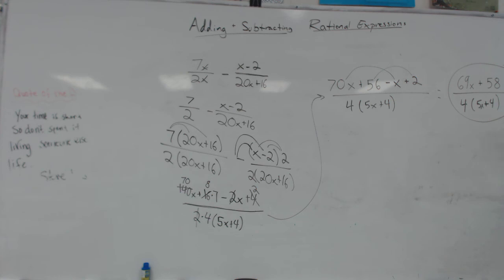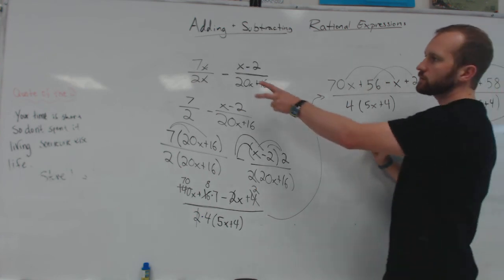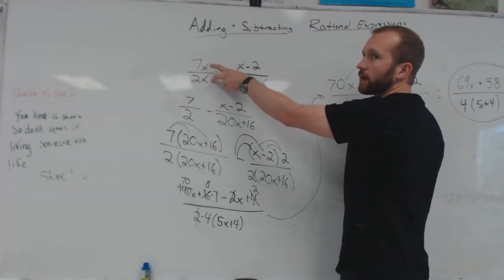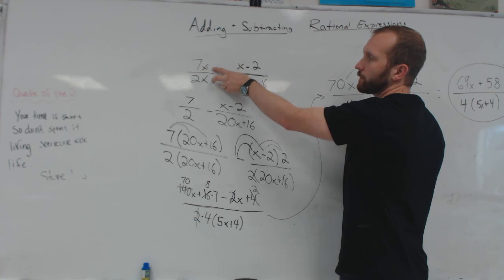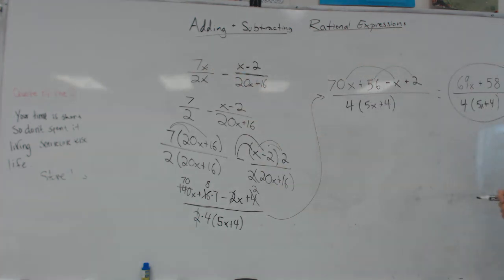X cannot equal negative 4 over 5, because that would make this term in the denominator 0. Also, x cannot equal 0 because we canceled an x over x at the very beginning of this problem. Other than that, we never canceled out, we never reduced anything with an x in it. Right? Reducing this 2 doesn't affect the x. So these are going to be our excluded values.